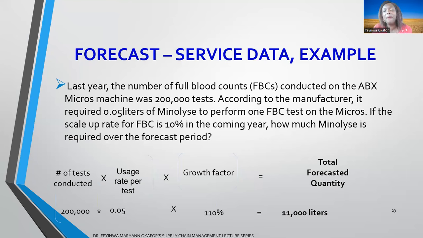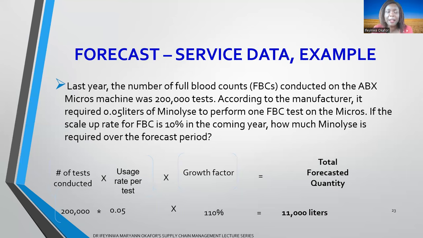Using service data, remember, another data that you can use to do forecasting is service data. We have looked at using consumption data. We are going to be looking at using service data. Last year, the number of full blood counts conducted on the ABS Micros machine was 200,000 tests. According to the manufacturer, it requires 0.05 liters of reagent to perform one full blood count test on the Micros.